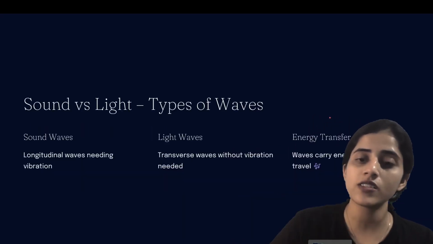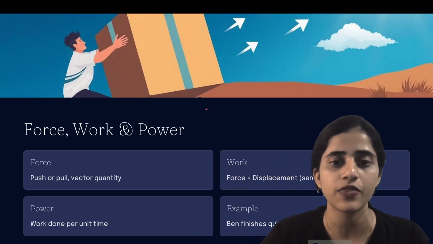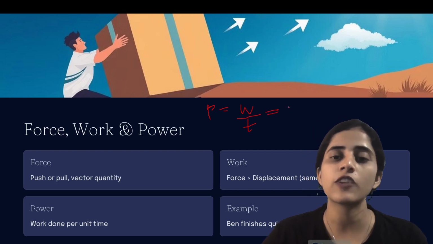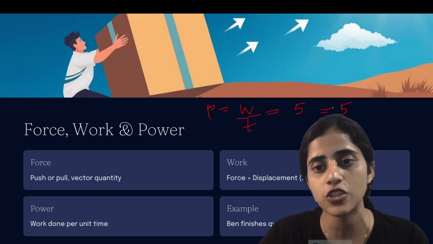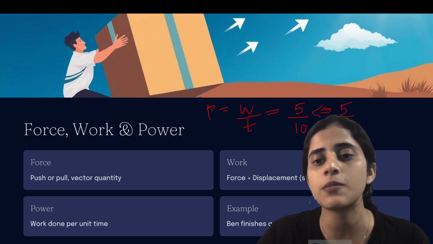Why? Because power is work done by time. So let's say they both have the same work to finish, and one finishes in 10 minutes, the other finishes in 20 minutes.